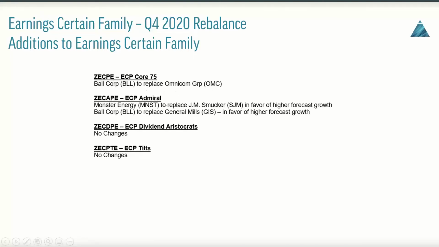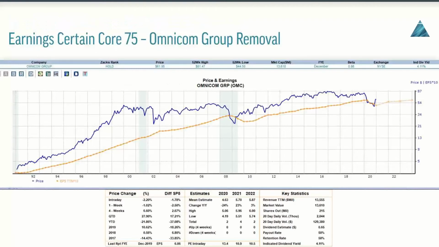And when we start looking at the ECP Admiral, you'll see why in a minute I chose Monster Energy to replace JM Smucker, and you'll see why I went ahead and moved Ball Corp right into the Admiral 2 to replace General Mills. Again, nothing wrong with General Mills. There's nothing wrong with JM Smucker. They're still in the core 75. The only reason I did this was, again, to fine tune that growth trajectory for us as we move out of the COVID era into 2021.